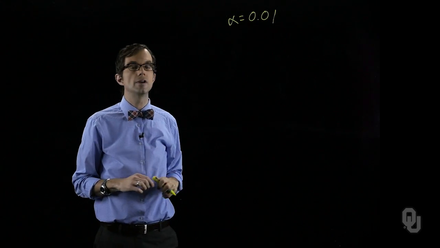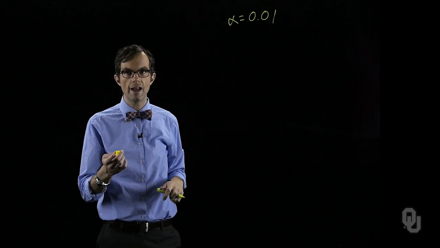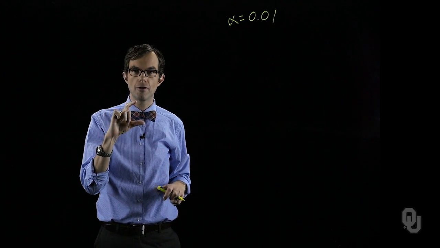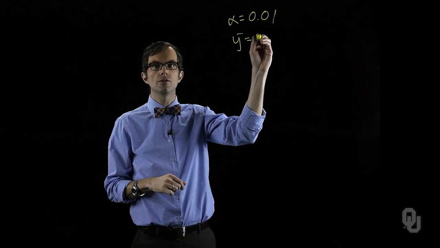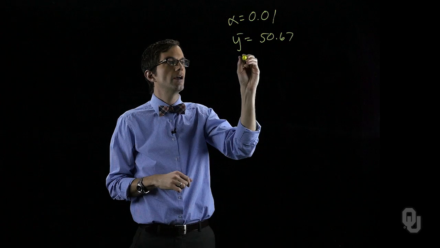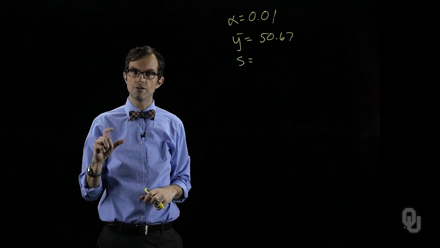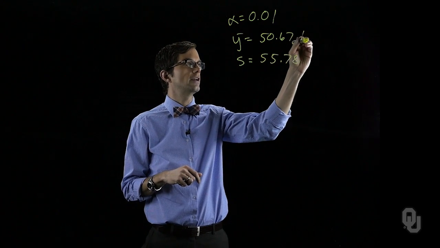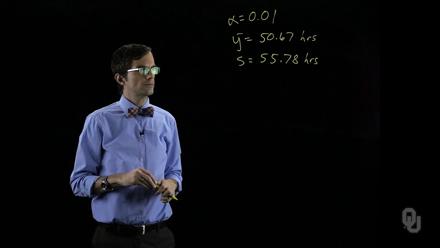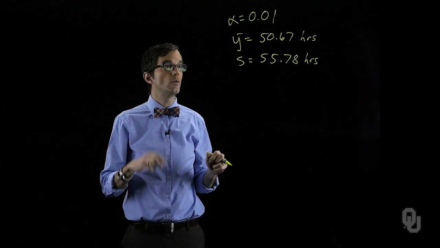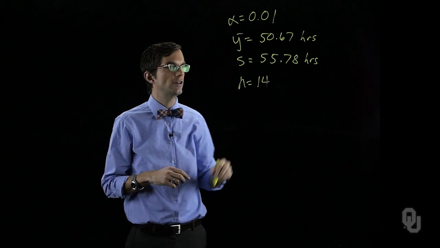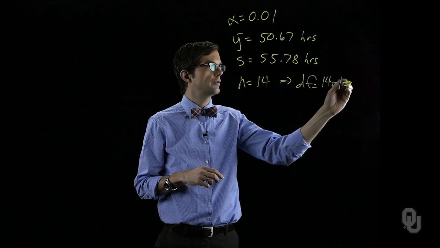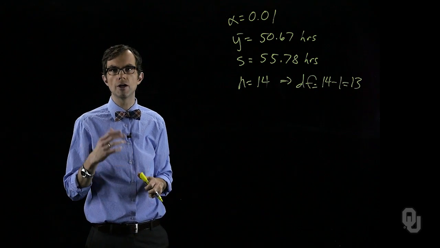So we've got alpha is 0.01. If we implement that average function just for those 14 observations that occurred during the day in the duration column, we get y bar equals 50.67. And if we take the standard deviation, again just of those 14 observations, we get that the standard deviation is 55.78. Again, these are in hours. We had 14 observations. The sample size is 14. Therefore, degrees of freedom n minus 1, 14 minus 1, which is 13. So we have a problem here with 13 degrees of freedom.